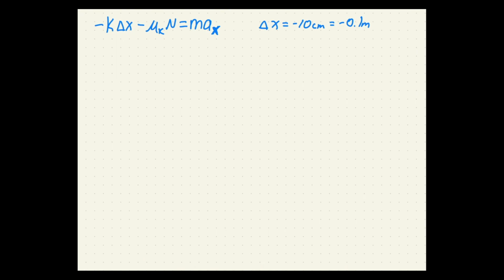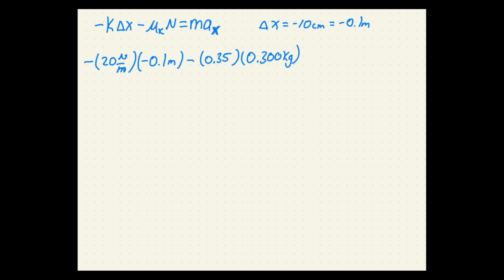So if I plug in some values, I get minus k, which we said was 20 newtons per meter, times delta x, which is negative 0.1 meters, and then we have minus mu k, which is 0.35. Again, no units, no positives, no negatives on our mu k. It's a scalar, so it's just 0.35 and no units. So minus mu k times normal force, which we're going to say is mass, 300 grams, or 0.300 kilograms.